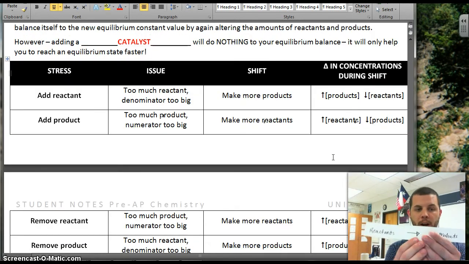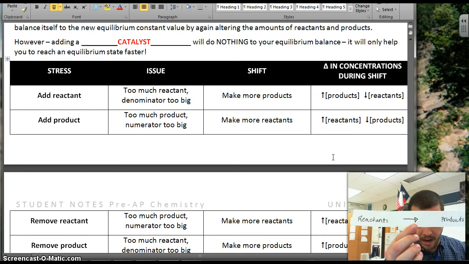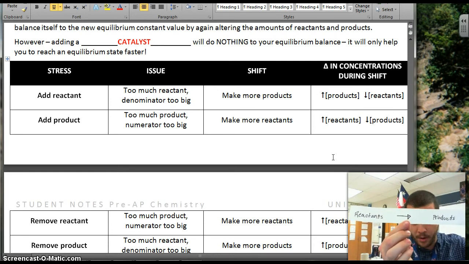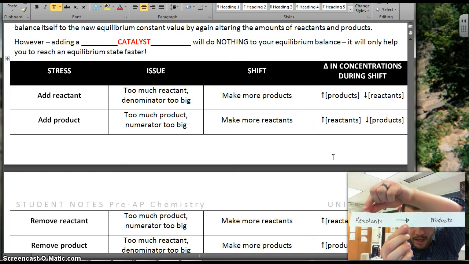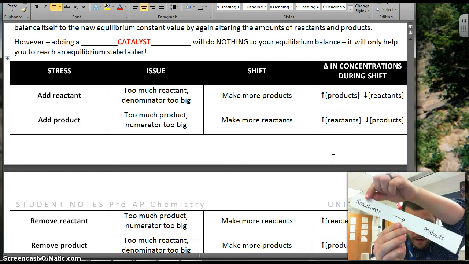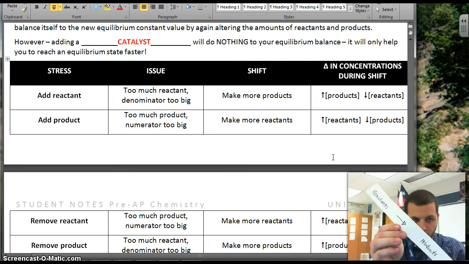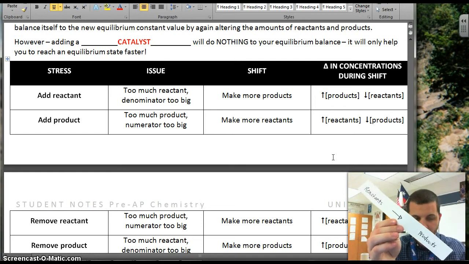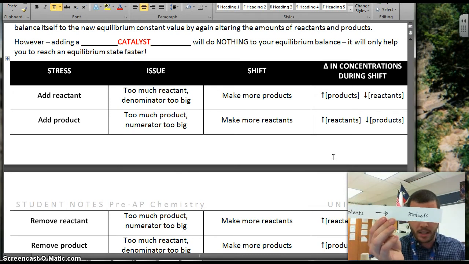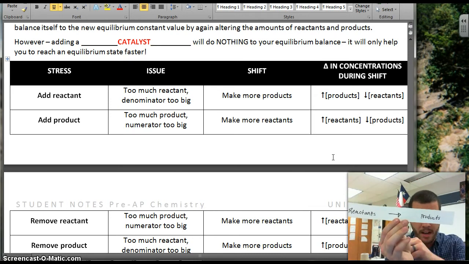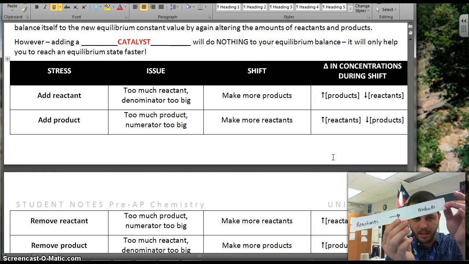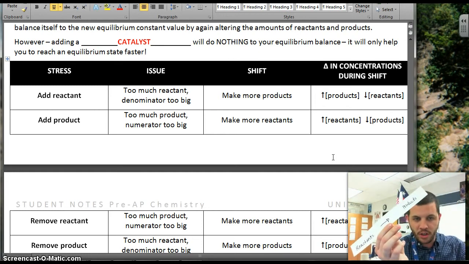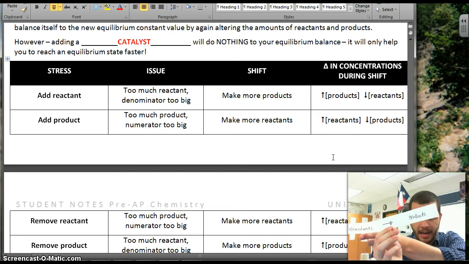Let's say that this is my reaction. I have reactants that turn into products. If I add a reactant, so I increase my reactant side, notice in my reaction I'm making my reactants go up. Then I have to shift to make more products to make it go back to equilibrium. If I add products, I have to shift my reaction to make my reactants go back up.